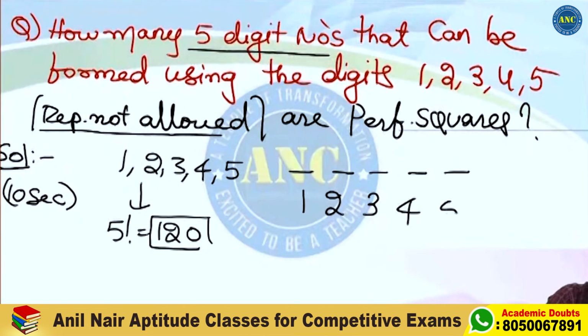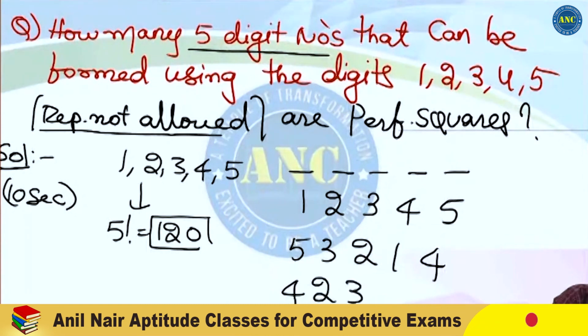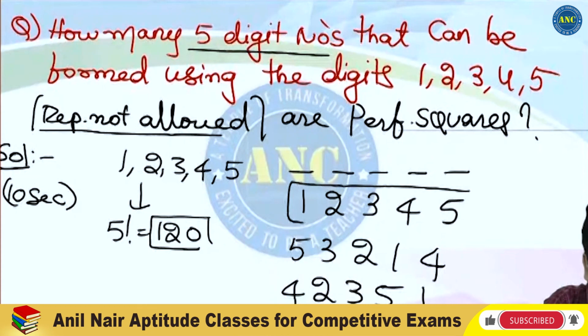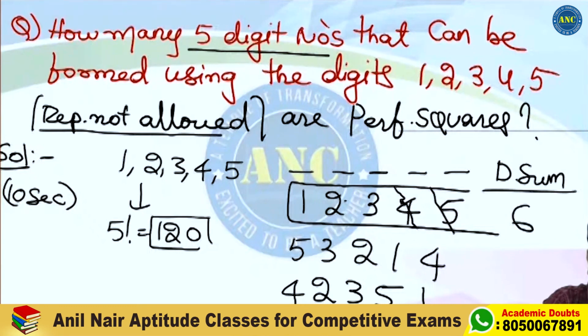It could be like this, another number could be like this, or another number could be like this. It could be anything. What is the sum of the digits? 5 plus 4, 9. 3 plus 2 plus 1. What is the digital sum? 6. Here also, what is the sum of the digits? 6. All the 120 numbers, digital sum is 6.